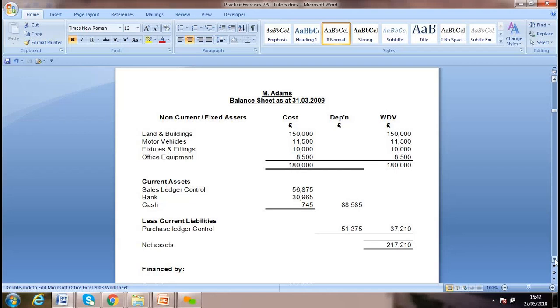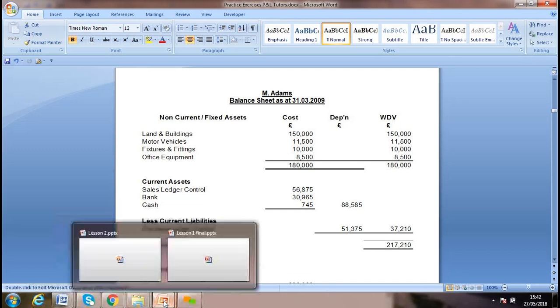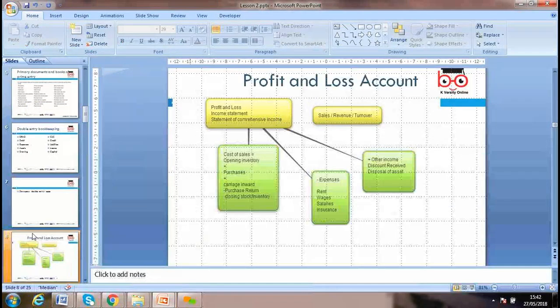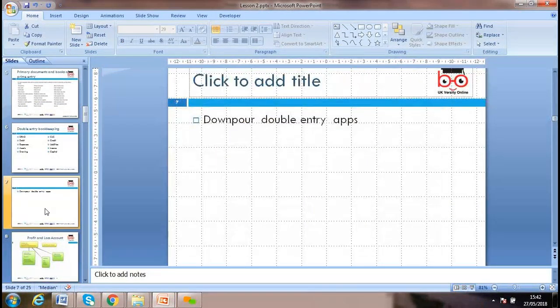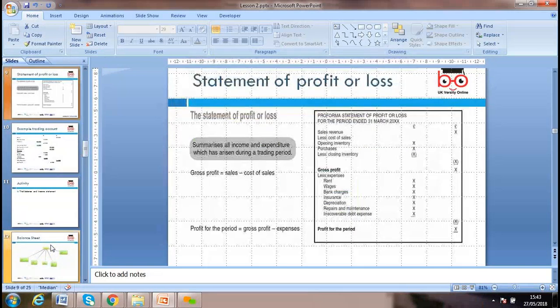Okay, the balance sheet has all the assets, all the liabilities, and the capital, and the profit goes in the statement of profit and loss. We learned about the accounting equation. Do you remember we learned the accounting equation? Okay, that's the format for the profit and loss.